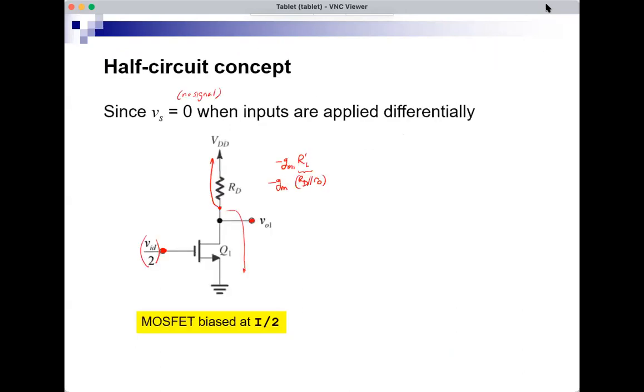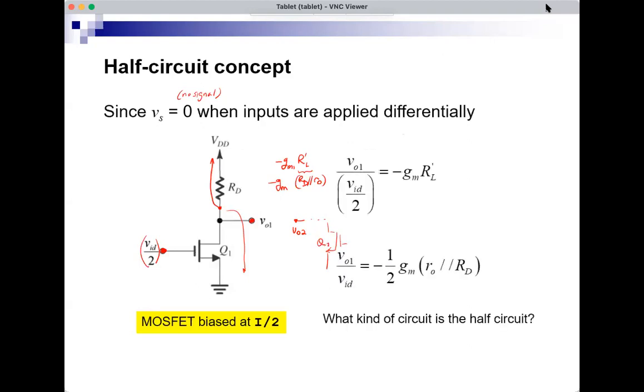Why is it plus or minus? Because there is also VO2 that we're not showing. There's the other half circuit here that gives me VO2 from the drain of Q2. So VO2 would be the plus, VO1 is the minus. And if I take the output between the two drains, VO2 minus VO1, then I get GM times RO parallel RD. So that's a nice technique, and we will try to use it whenever we can.